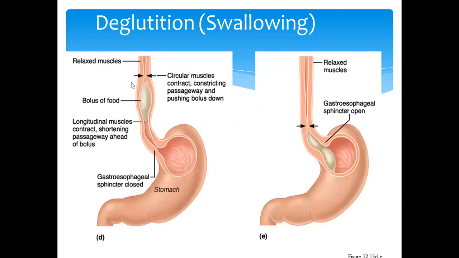Here, we can see the relaxed muscles, and the circular muscles contract, constricting the passageway and pushing the bolus down. So, the bolus is now here. Then here the circular muscles are contracted. The bolus is now here. The longitudinal muscles contract, shortening the passageway ahead of the bolus. The gastroesophageal sphincter is closed here. The stomach is located here. The bolus has to reach the stomach. So here the muscles are relaxed, then the gastroesophageal sphincter gets opened. Then the bolus is pushed down to reach the stomach.